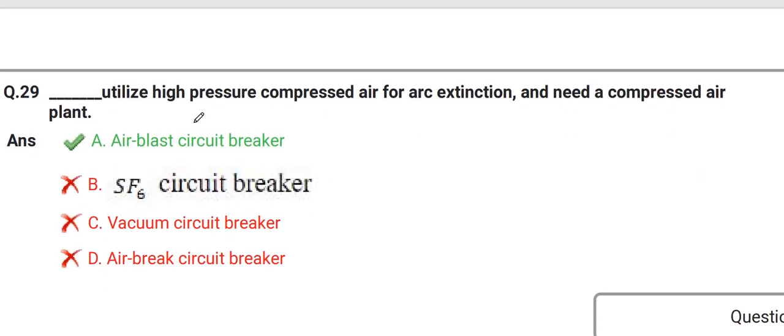Which utilizes high pressure compressed air for arc extinction and needs a compressed air plant? For this question, the answer is the air blast circuit breaker. An air blast circuit breaker uses compressed air or gas as the arc interrupting medium. Compressed air is stored in a tank and released through a nozzle to produce a high velocity blast that is used to extinguish the arc. So it utilizes high pressure compressed air or gas for arc extinction.